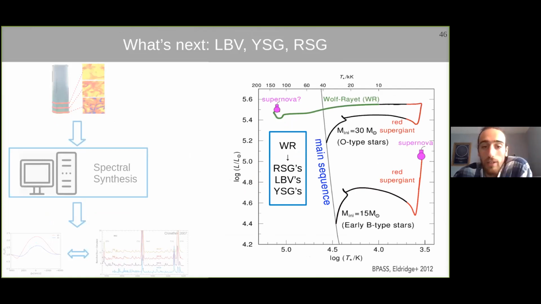I talked today about Wolf Rayet stars, but there's no reason that we should just stay with Wolf Rayet stars. These exact same techniques, these models, can be expanded quite straightforwardly also to red supergiants, luminous blue variables, and yellow supergiants. And this is, of course, interesting to understand the full way from a main sequence star all the way to a supernova. So that's it for today.